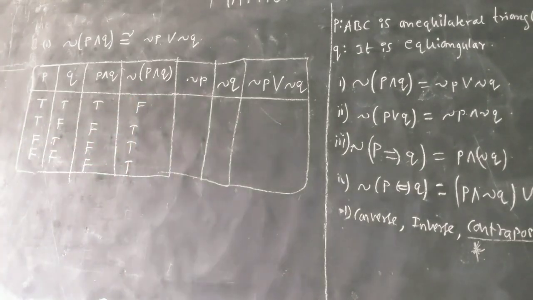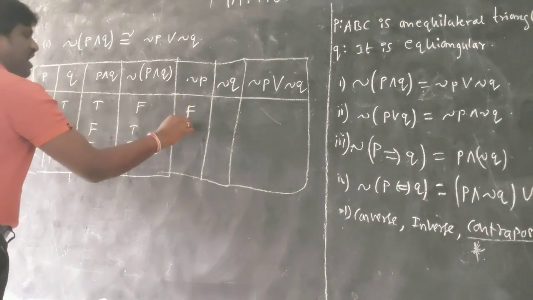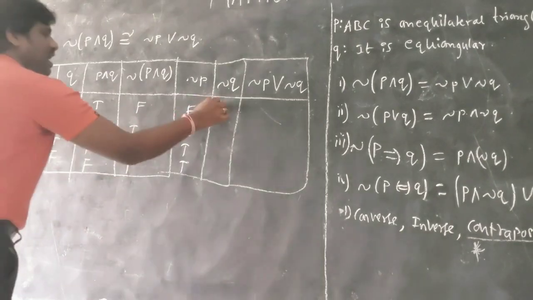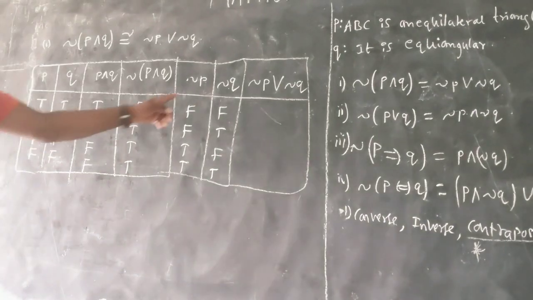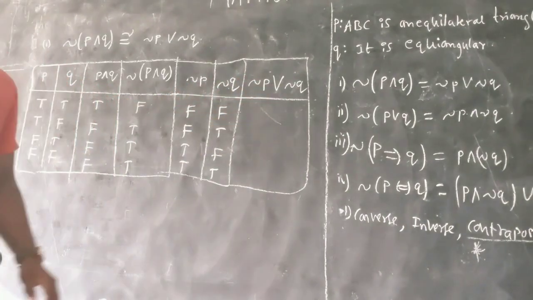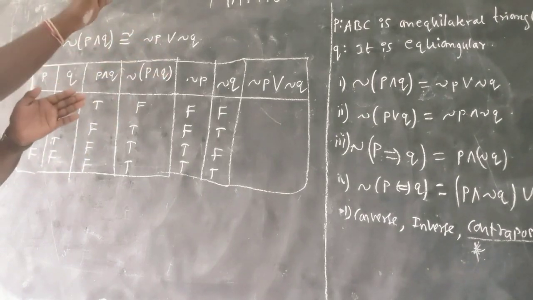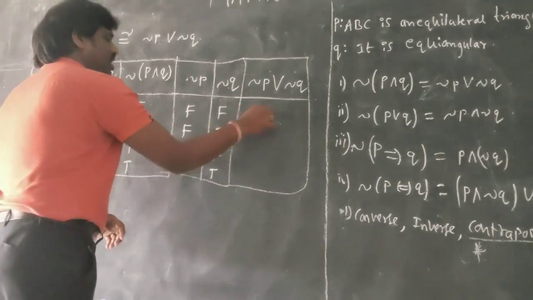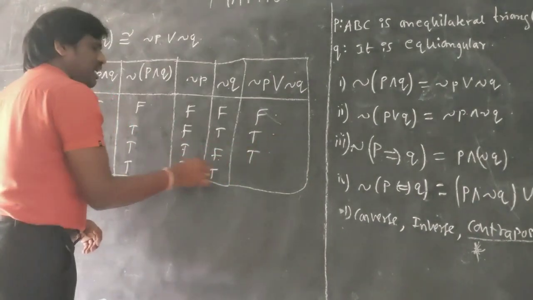So you got this. What is negation P? Negation P means for P you have to write the opposite: F, F, T, T. For Q the opposite: F, T, F, T. And for both I have to do what? OR. FOR F is F. Both gates are closed, you cannot reach home. So F OR F is F. F OR T is T. T OR F is T. T OR T is T.